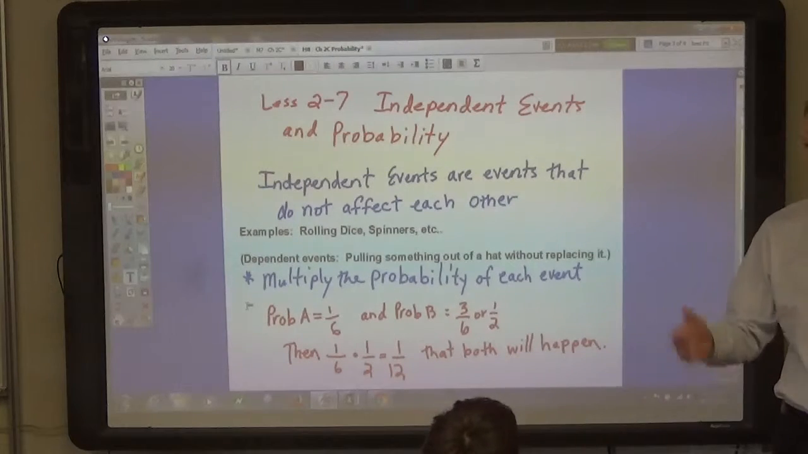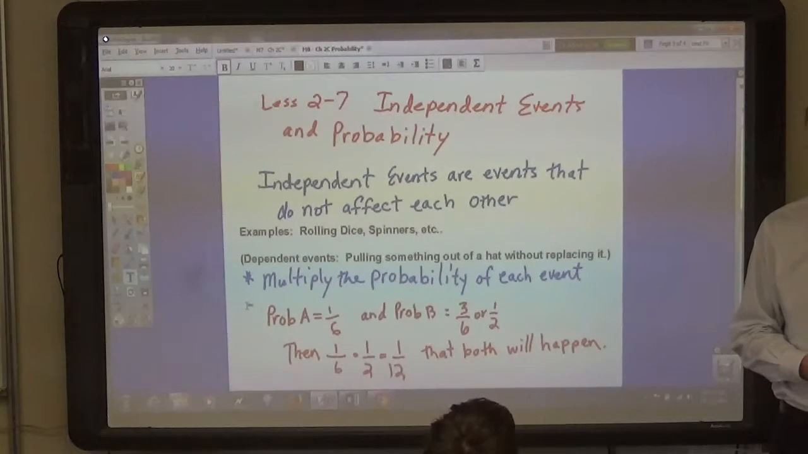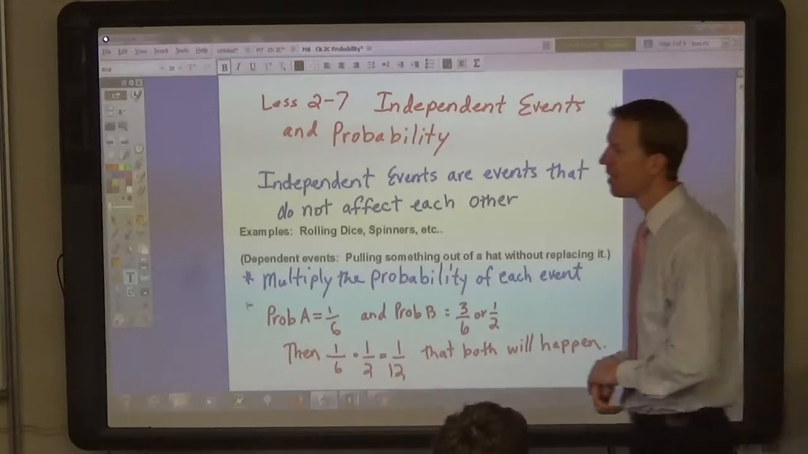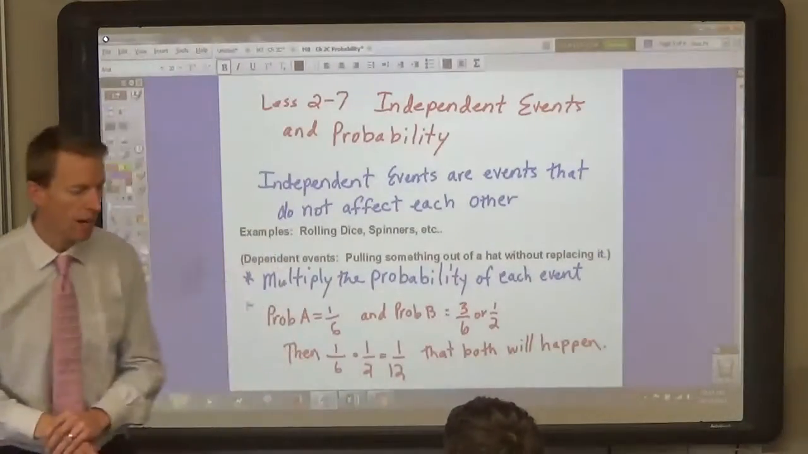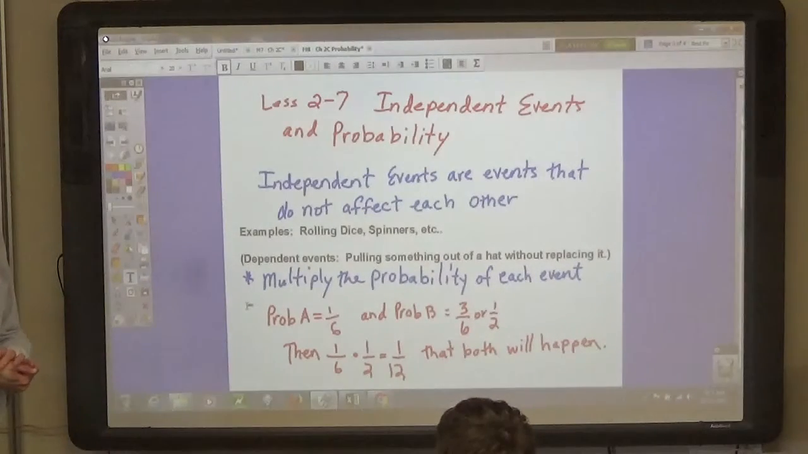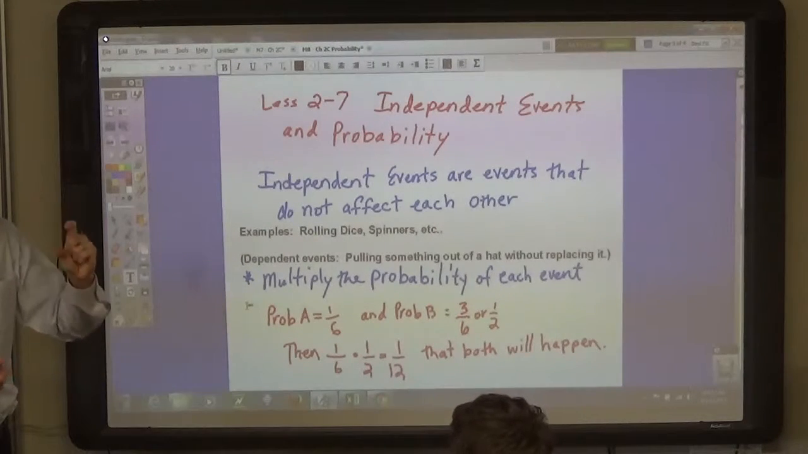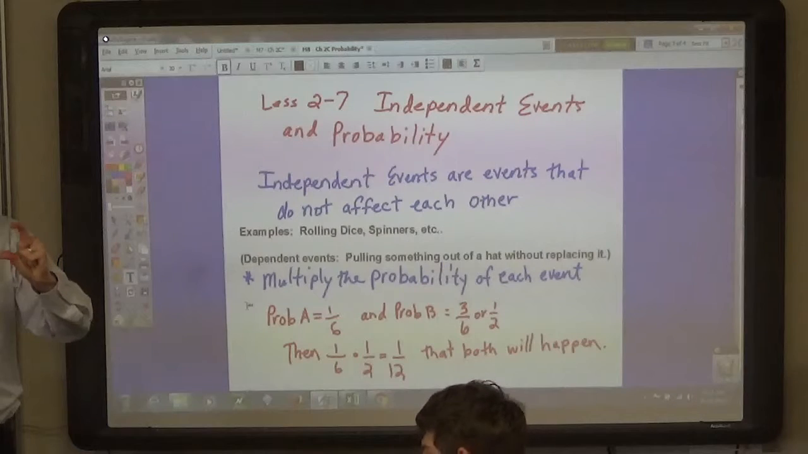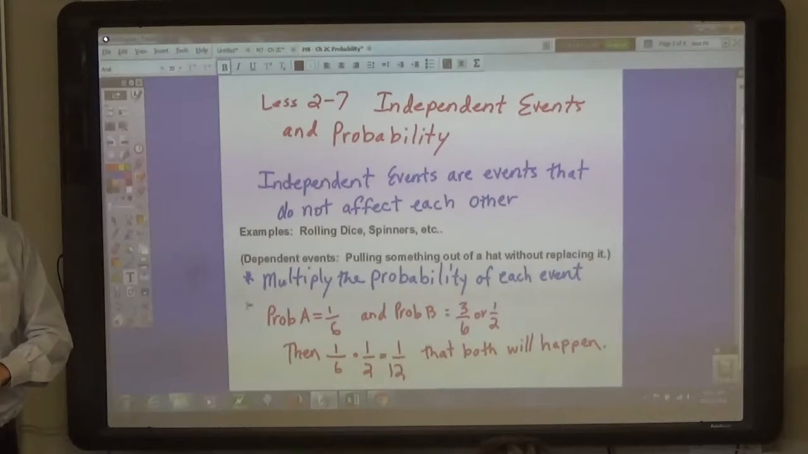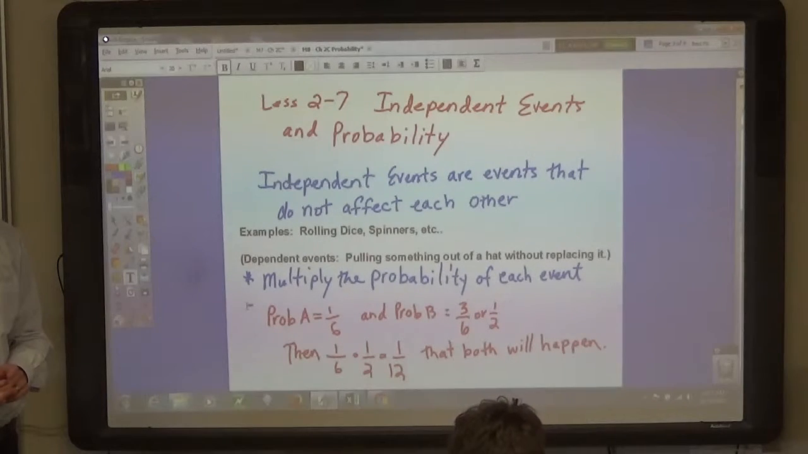If you flip a coin, there's 1 out of 2 chances to get heads, right? What are the chances that you would get heads 3 times in a row? 1 out of 2 times 1 out of 2 times 1 out of 2. So 2 times 2 is 4, times 2 is 8. 1 in 8 chances to get heads 3 times in a row.